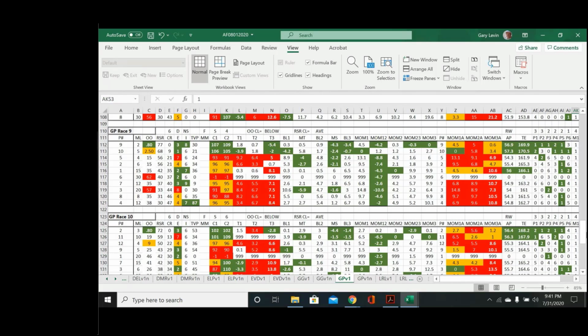In this particular race 9, BL1 is weak. And with Mom 1 2, you might say, wait a second, MT isn't that strong, but Mom 1 2 is. That's because I measured them differently. So anybody that's got MT in green and Mom 1 2 in green is better.